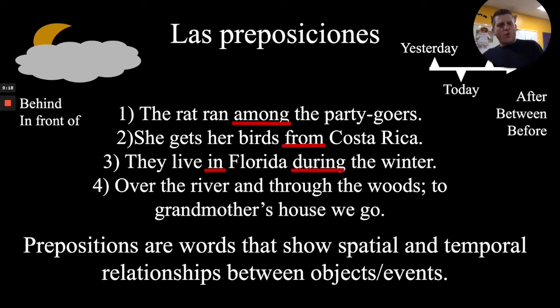And then, where do we end up? Where are we in relation to grandmother's house? Well, we end right there at grandmother's house. We go to her house. So hopefully you have found all three prepositions here: over, through, and to.